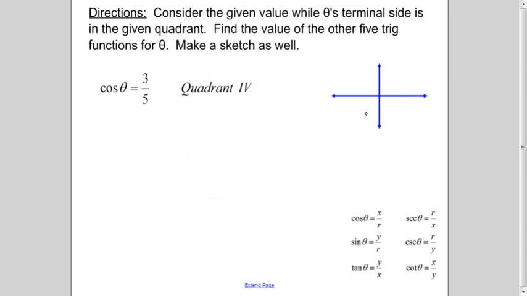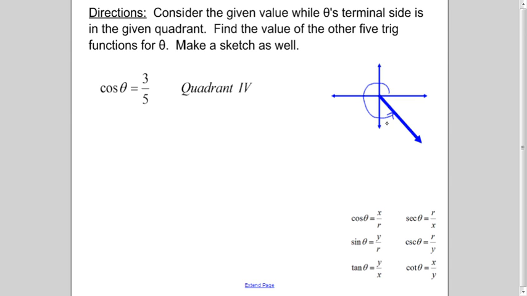Okay, so directions. Consider the given value while theta's terminal side is in the given quadrant. Find the value of the other five trig functions for theta. Make a sketch as well. So here it says that the cosine of theta equals 3/5, and it's in quadrant 4. So what I'm going to do is sketch the terminal side of the angle being in quadrant 4. Again, the angle you're dealing with in standard position is this one.